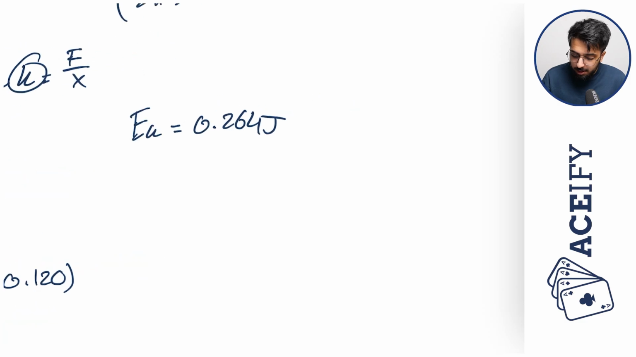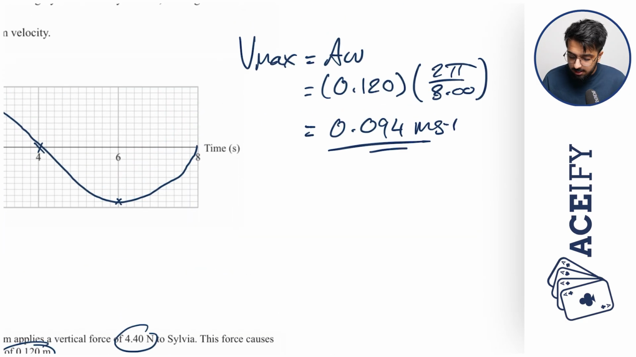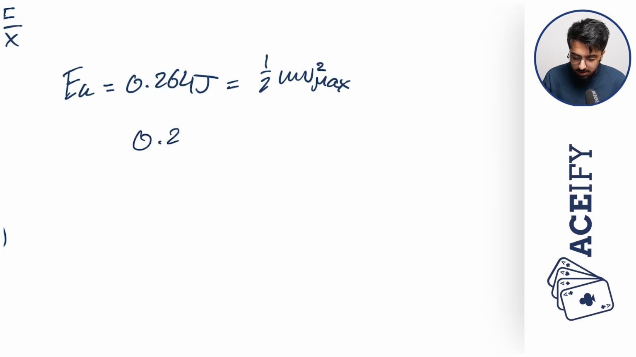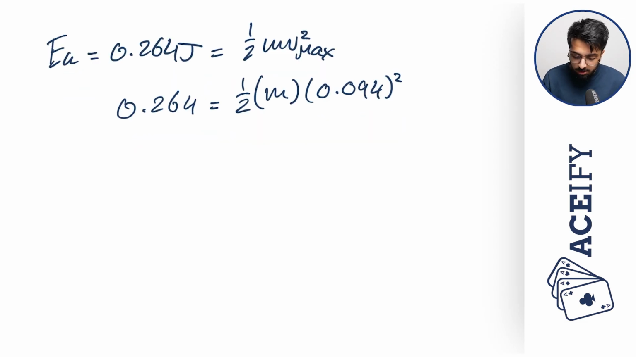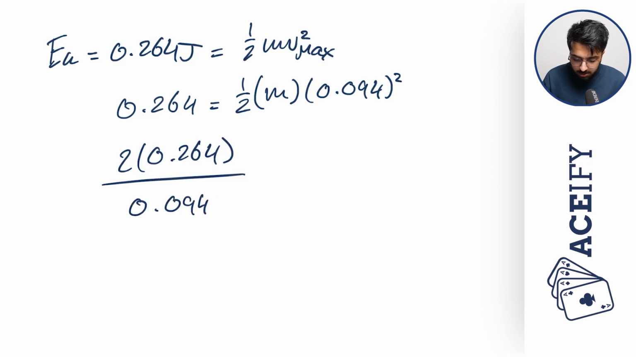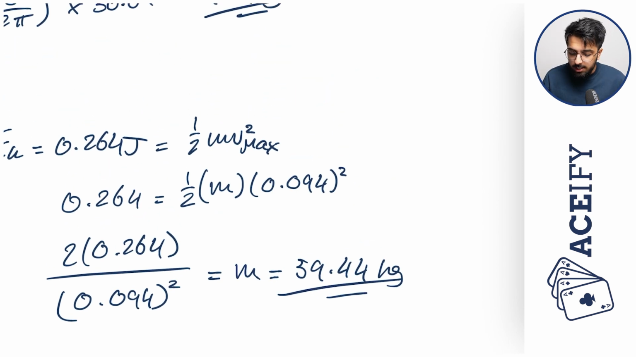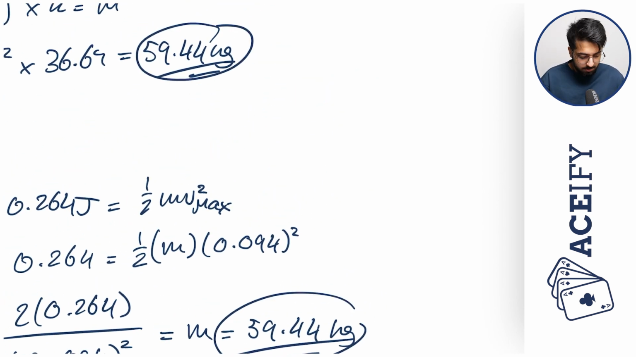And we also know that our EK is equal to half mv squared, where in this case our v is going to be our v max. We calculated our v max in the previous question, and that's going to be 0.094, and so therefore 0.264 is going to be equal to half times our mass, which is what we're trying to find, times 0.094 squared. And therefore 2 times 0.264 all over 0.094 squared is equal to our mass, and this gives a mass of 59.44 kgs. And as you can see, we get the same answer in both methods. And with that, we're done. See ya.